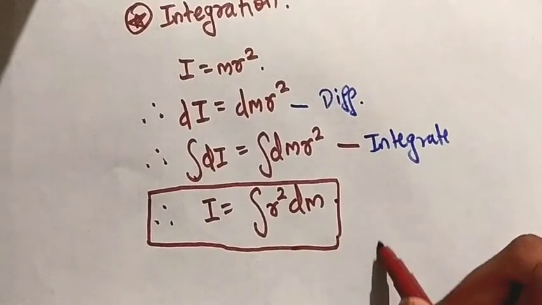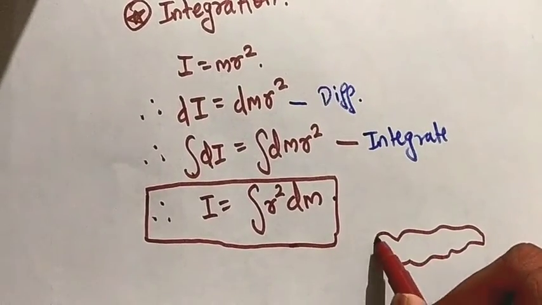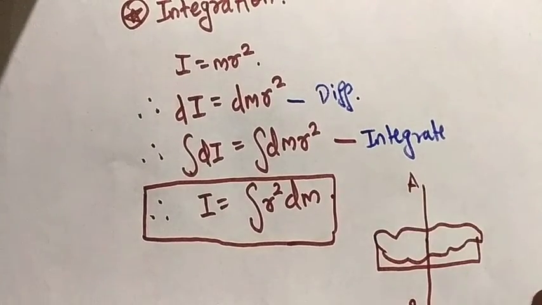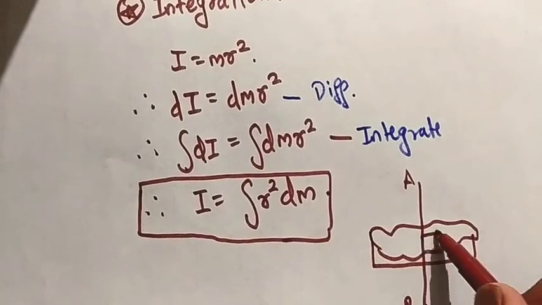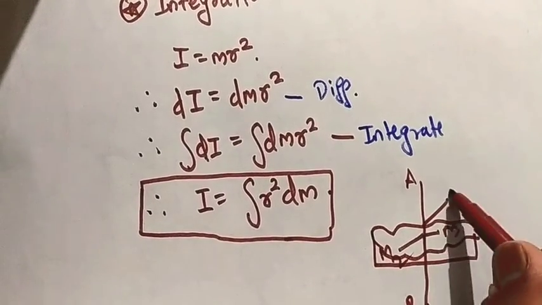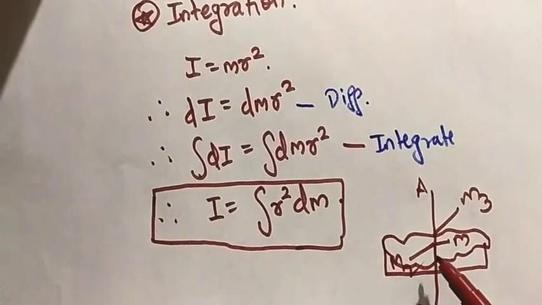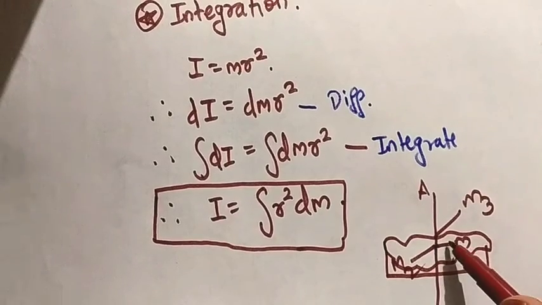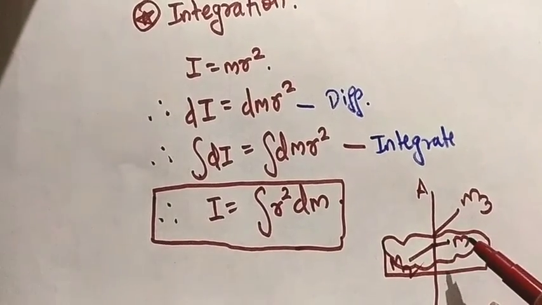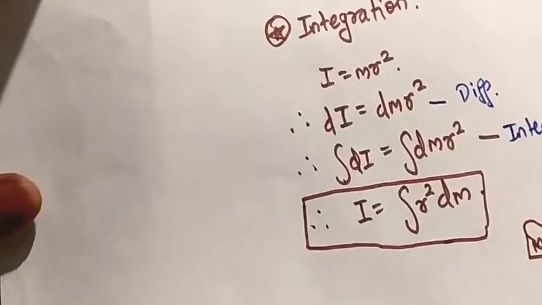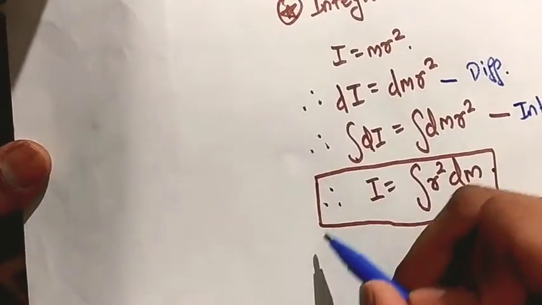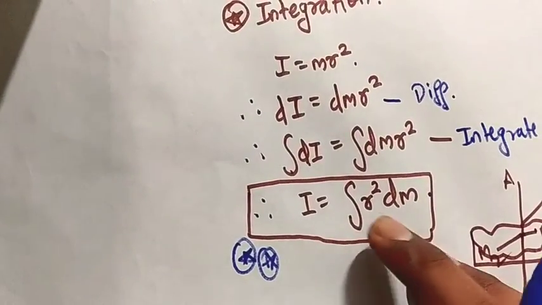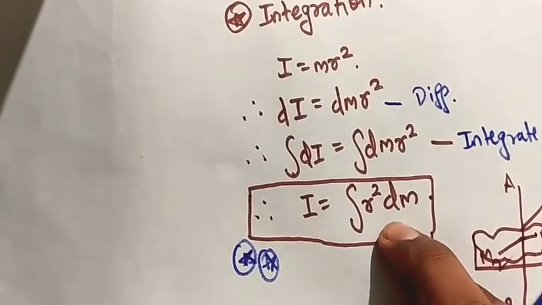It means if we consider any type of particle or any type of mass, and the axis of rotation is this, and we want to calculate the whole moment of inertia of m1, m2, m3, then we integrate the distances between the axis of rotation and the mass, multiplied by the differential quantity of mass. So this is the important formula which we use in numericals and applications: I is equal to the integral of radius square into differential of mass.